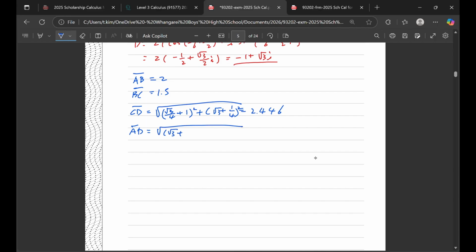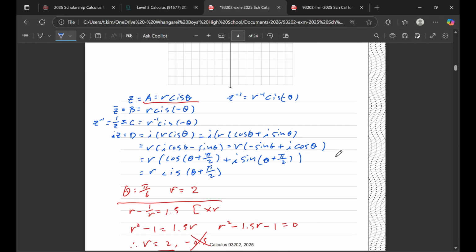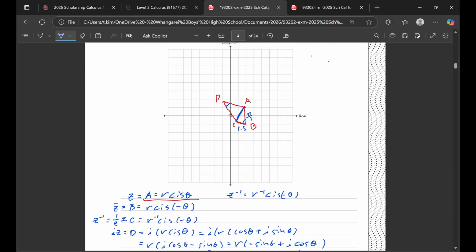And then AD is square root of (square root of 3 plus 1) squared plus (1 minus square root of 3) squared, which is 2.828. And then finally, AC equals square root of (square root of 3 minus square root of 3 over 4) squared plus (1 plus a quarter) squared, which gives me 1.8. All right. Now let's find angle ADC. Where is ADC? Here, this angle.